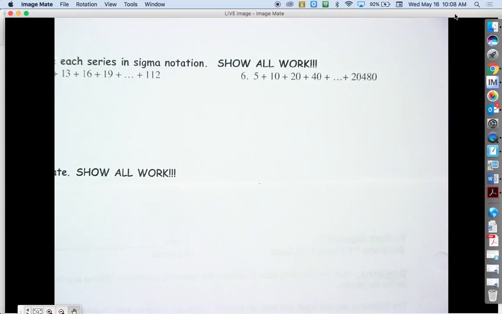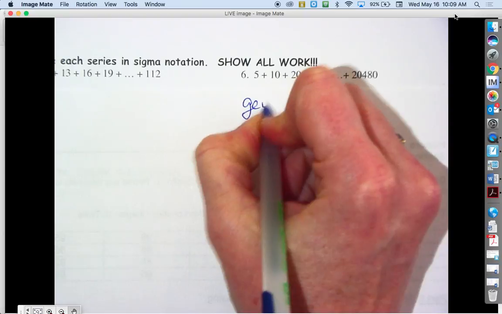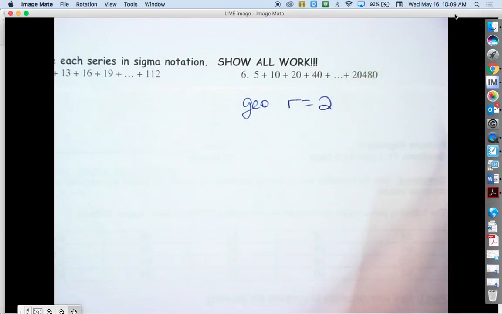Arithmetic, are you sure? Ethan, what do you think? Geometric. Why do you say geometric? Because it doesn't go up or down by the same values. Exactly. So you're not adding 5 every time. You're adding 5 and then you're adding 10 and then you're adding 20. So Ethan, if it's geometric, what are you multiplying by? 2. Yeah, you're multiplying by 2.